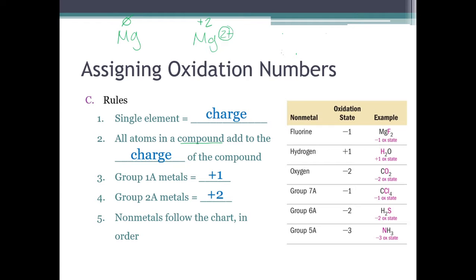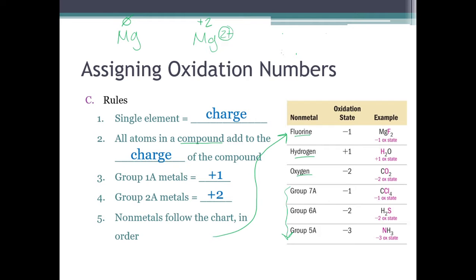Your non-metals have their own hierarchy. They follow this chart. So fluorine is the most important. You'll assign an oxidation state to fluorine first, and then hydrogen, and then oxygen, and then group 7, 6, and 5. There are many tricks for this, but the bottom line is you have to memorize these rules. You need to know these rules in order. It is kind of a lot to memorize, but you have to know these rules and you have to know them in order, because if you do them in the wrong order, you will eventually start working problems incorrectly.